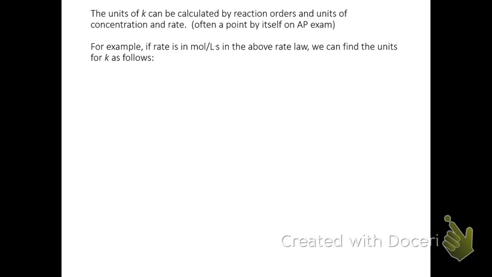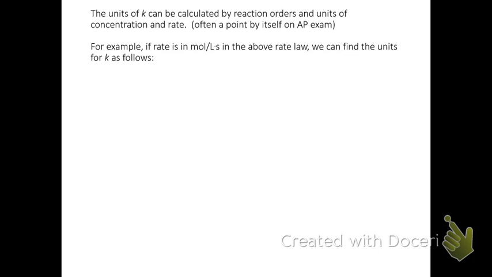The units of k can be calculated from the reaction orders and the units on the concentration and rate. Units of k are important because generally, if they're asking you to solve for k, they're going to ask you for the numeric value and the units, and the units are usually a point by themselves. So, for example, if the rate is in moles per liter second in the above rate law, we can find the units as follows. So we had this rate law from earlier.